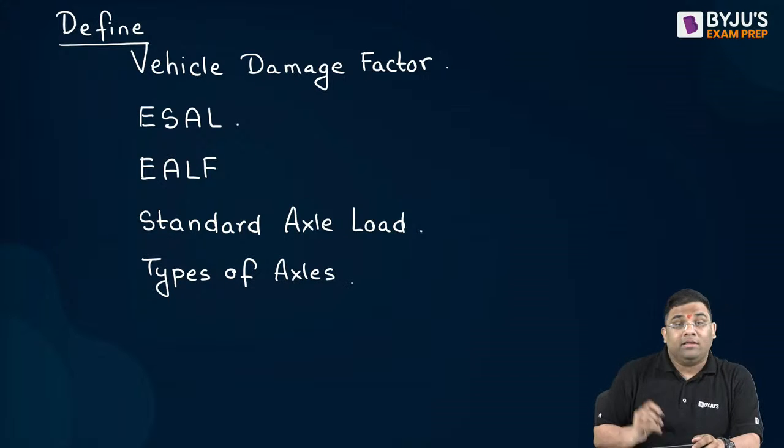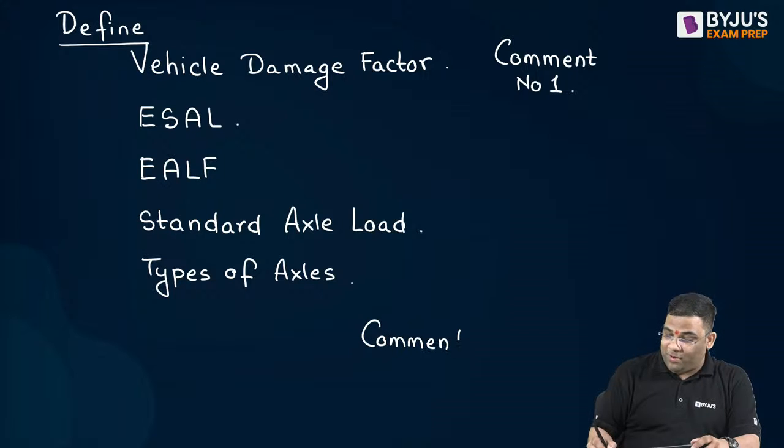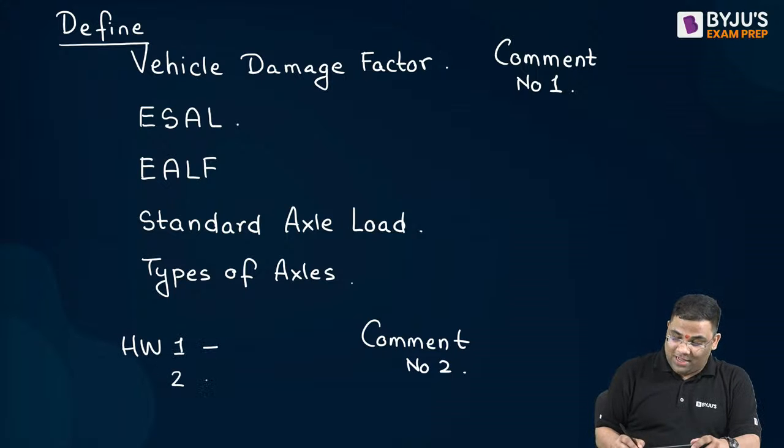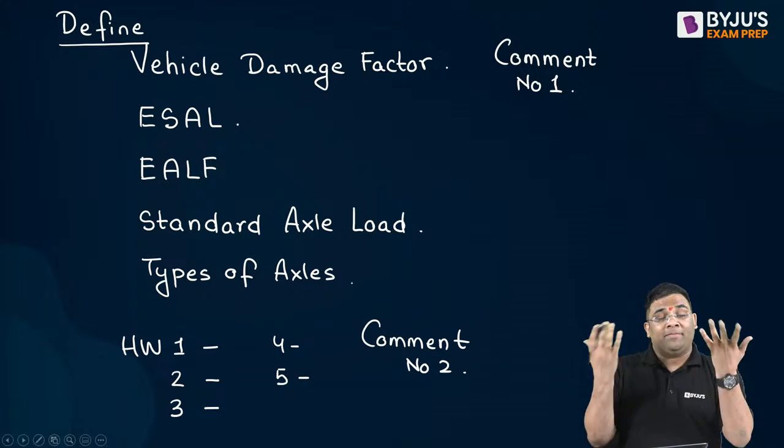Okay, and then another comment. This is comment number 1. Then comment number 2. Comment number 2 will be like this: HW, homework question number 1, answer. 2, answer. 3, answer. 4, answer. 5, answer.